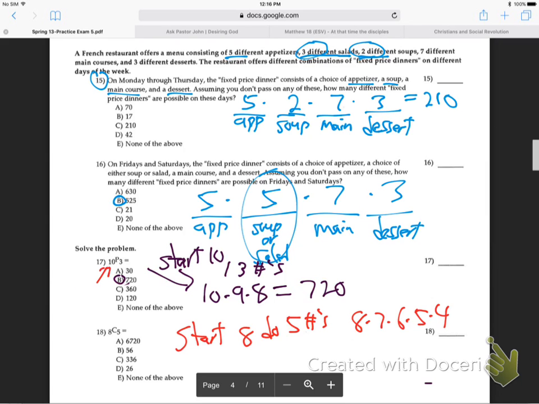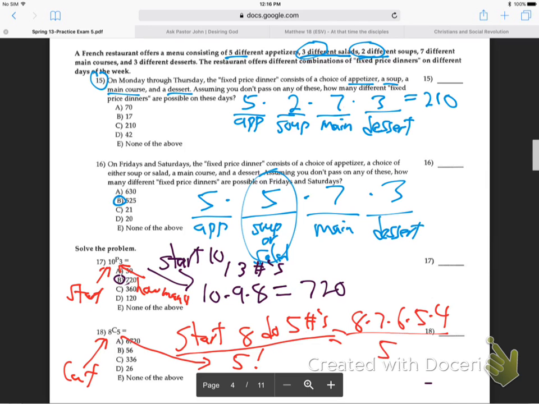So the first is always what you start at. The second number is how many. You go down by 1 every time. But the only difference is for the C, you cut it. That's how I try to remind students: C is a cut. You divide it by the second number factorial. So divide this by 5 factorial.